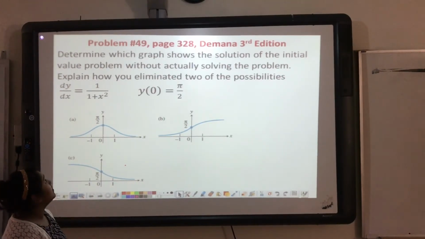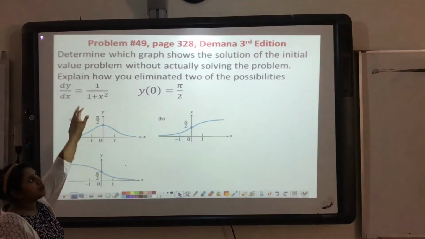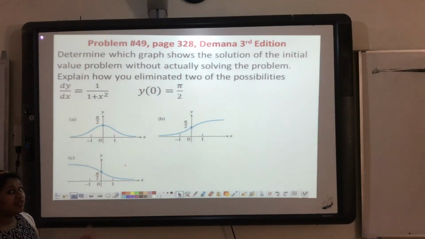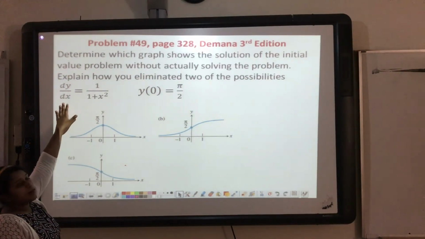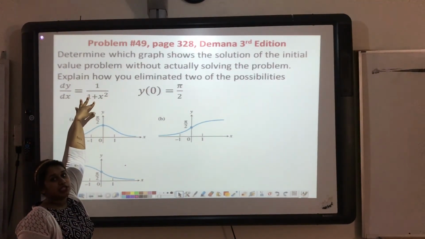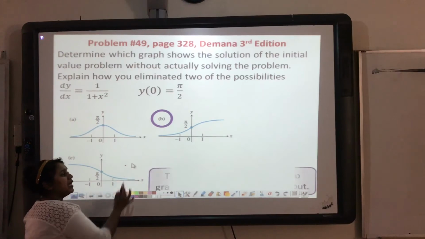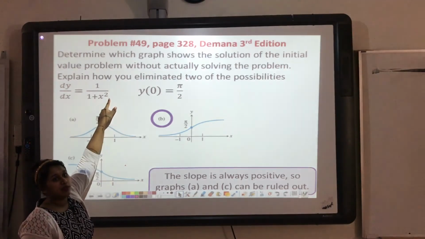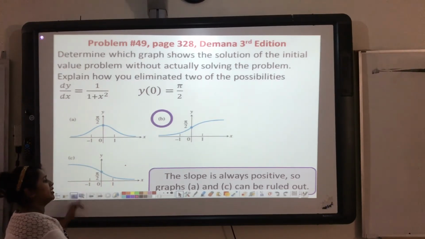Determine which graph shows the solution of the initial value problem without actually solving the problem. So we don't want you to do all the steps we just did. We want you to look for patterns. What do you know? How can we eliminate 2 of these questions and get the answer without even putting pencil to paper? Okay, well, what do we know? We know that dy dx is our slope, and we know that we are looking at this, but to look at our initial conditions, we have to actually look at the integral, which would give us our function. So the answer is going to be B, because my slope has to always be positive, because look at x. X is squared, so no matter what that value is, it's going to be positive. So A and C can automatically be ruled out because they have negative slopes.